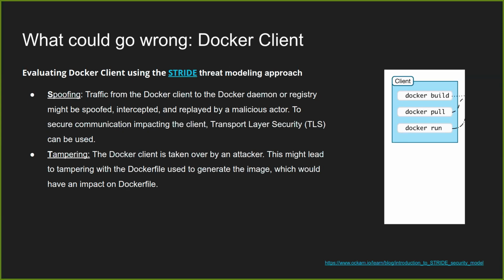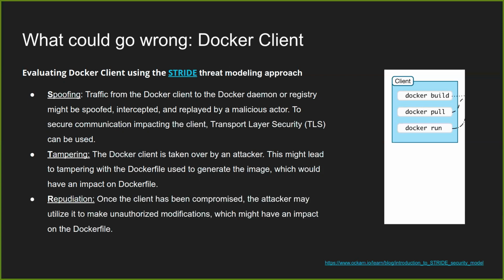So you might be sitting on a computer, someone SSHs into your computer, and now they have access to your Docker client. Obviously, this might end up leading to tampering with the Dockerfile. So someone can just SSH into your system and modify your Dockerfile, which is used to generate images. And if they have control over your Dockerfile, then they can add anything they want, maybe a malicious package or something like that. The other, the R is for repudiation, sorry.